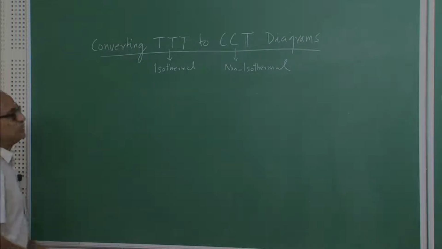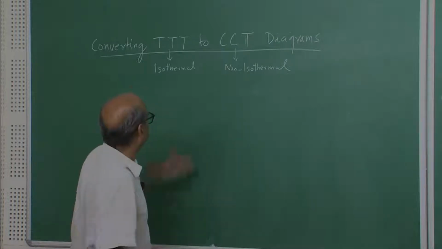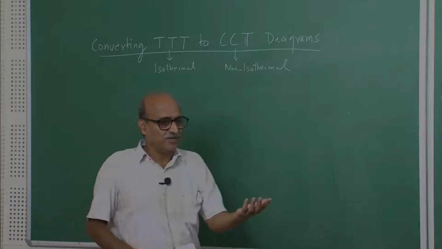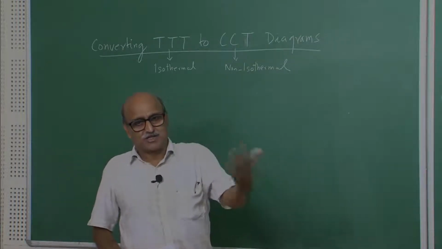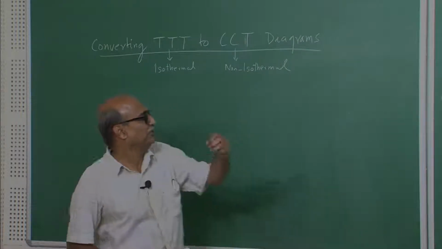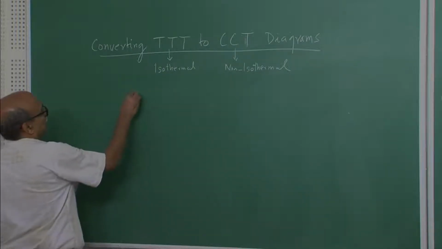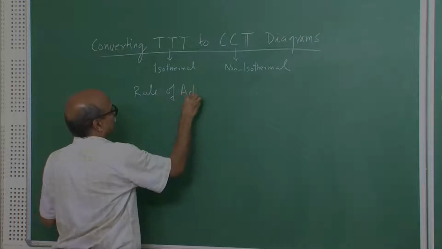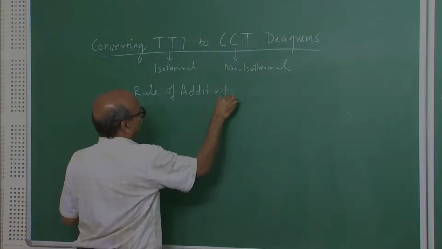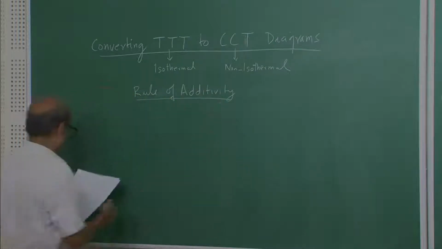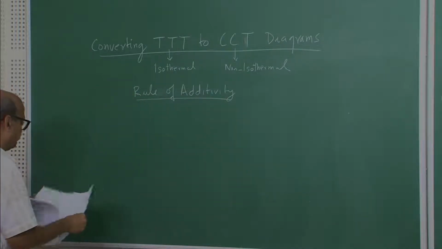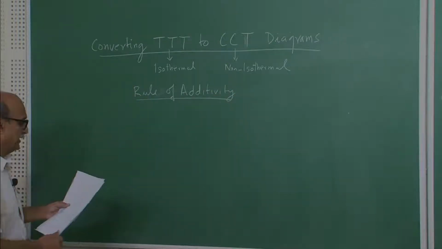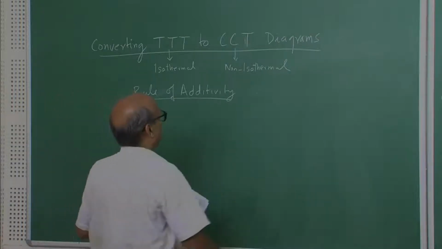There is a widely used rule for converting TTT to CCT. So, first we will understand the rule and then we will see under what circumstances, under what conditions we can use this rule, and this is called the rule of additivity. The rule of additivity, or the additivity principle, can be looked at in the following manner.